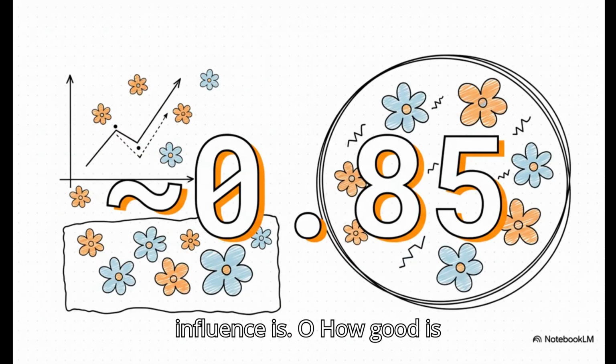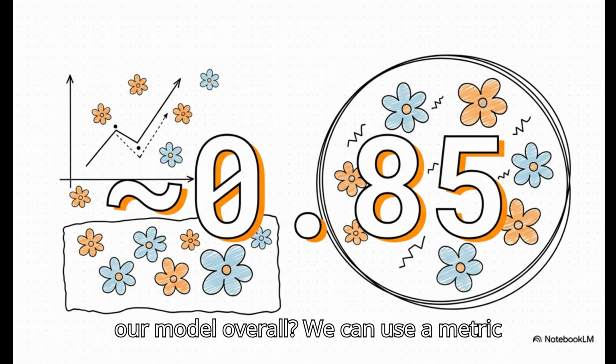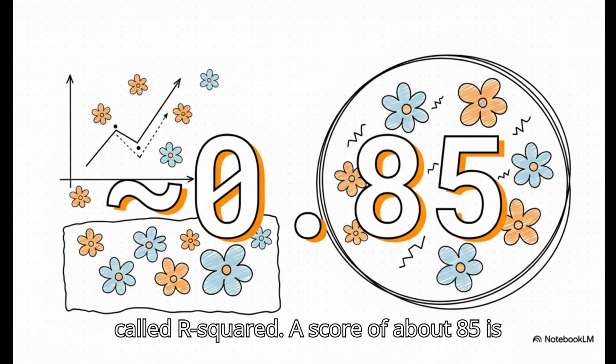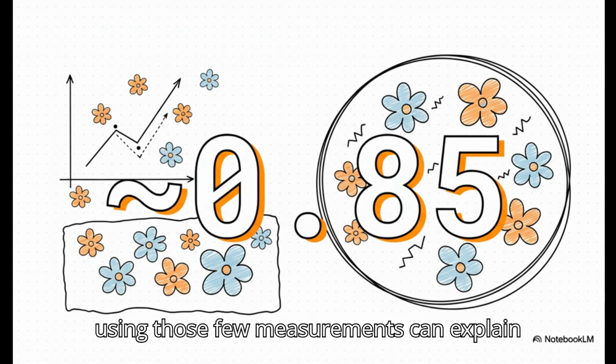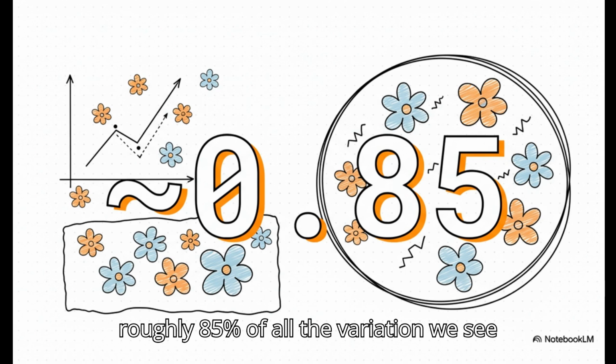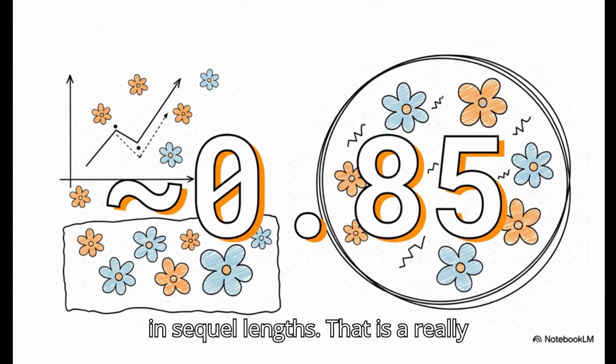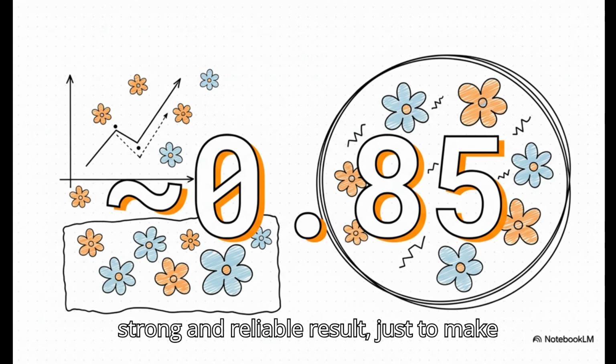So, how good is our model overall? We can use a metric called R-squared. A score of about 0.85 is fantastic. It means that our model, just using those few measurements, can explain roughly 85% of all the variation we see in sepal lengths. That is a really strong and reliable result.